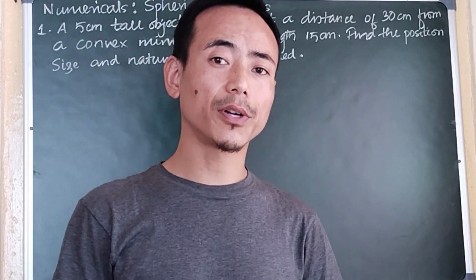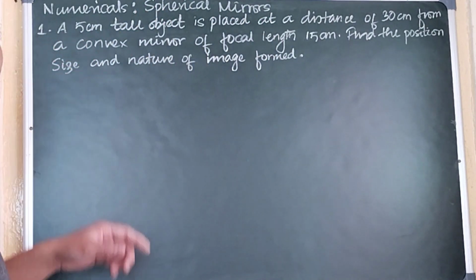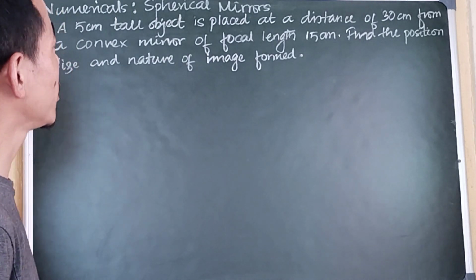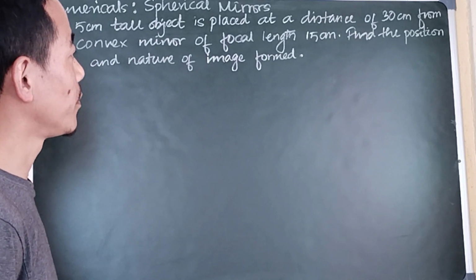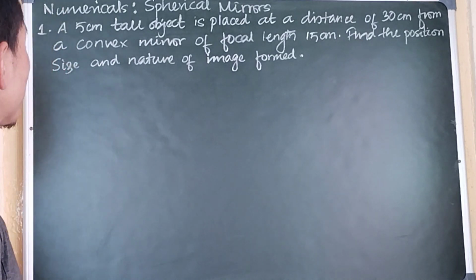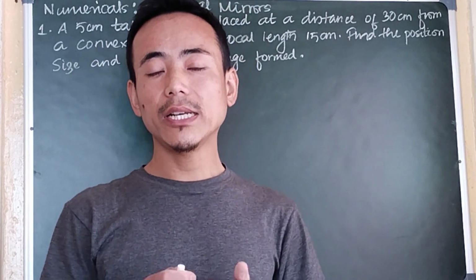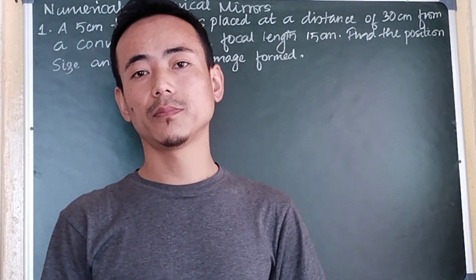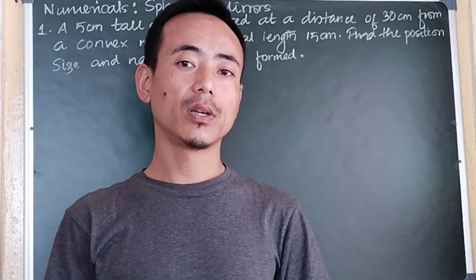So here I have taken one question. The question says, a 5 centimeter tall object is placed at a distance of 30 centimeter from a convex mirror of focal length 15 centimeter. Find the position, size and nature of the image formed. So do read the question twice, thrice and try to analyze the question. Try to get the information that is there in the question.